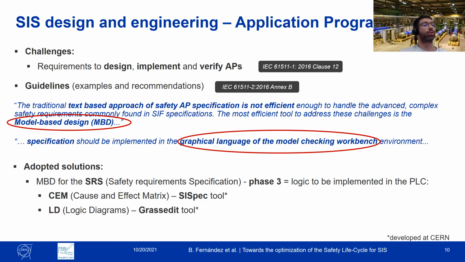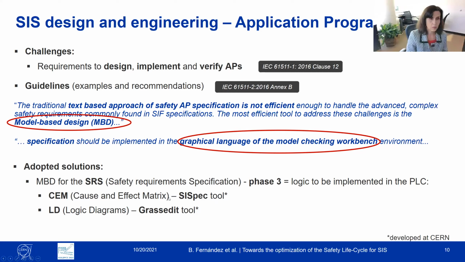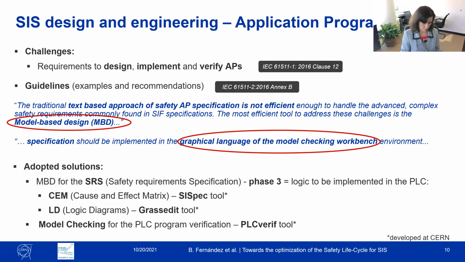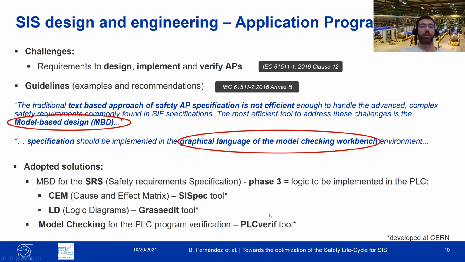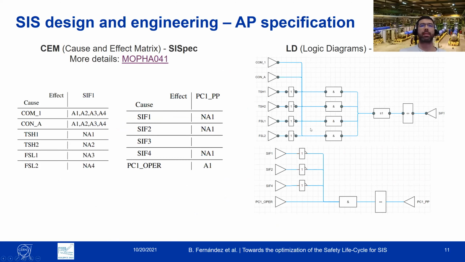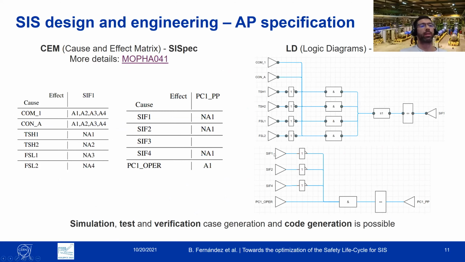In the adopted solutions, we use model-based design. We use two formalisms, for example, the cause and effect matrix, and we use the SysSpec tool that we developed at CERN, or logic diagrams using the GrafEdit tool developed also at CERN. For the verification part, we use model checking to verify our PLC programs using the PLCverif tool. In this slide, I will show you just two examples of a cause and effect matrix and logic diagrams for the specification. And the good thing about them is we can simulate, generate tests and verification cases, and eventually code generation.